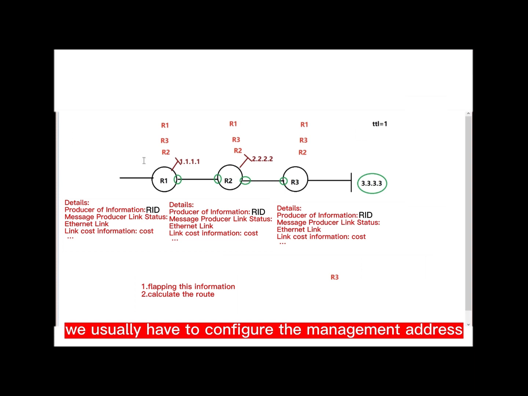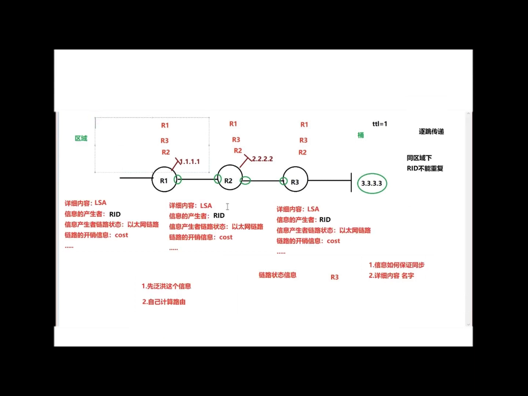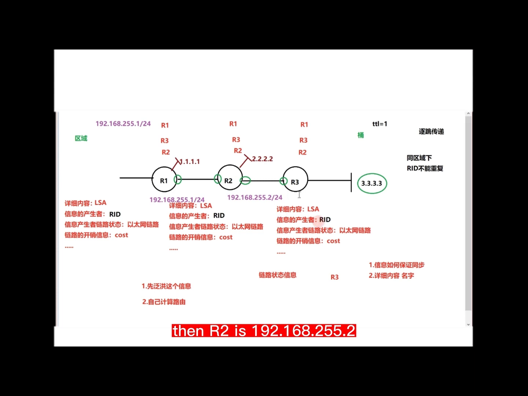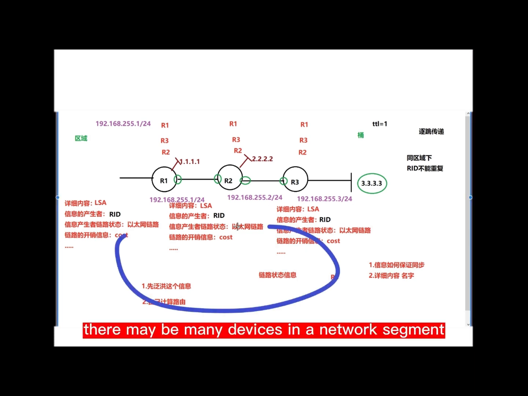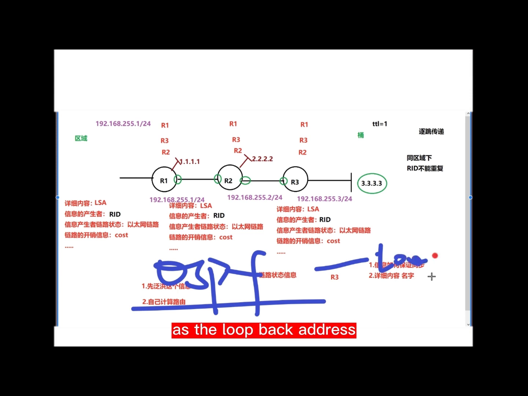In a project, we usually have to configure the management address for the device. We have to configure the loopback port address for the device. If it is configured with 192.168.255.1 with a 24-bit mask, then R2 is 192.168.255.2 and R3 is 192.168.255.3. There may be many devices in a network segment. Just run OSPF. We usually configure the router ID the same as the loopback address.